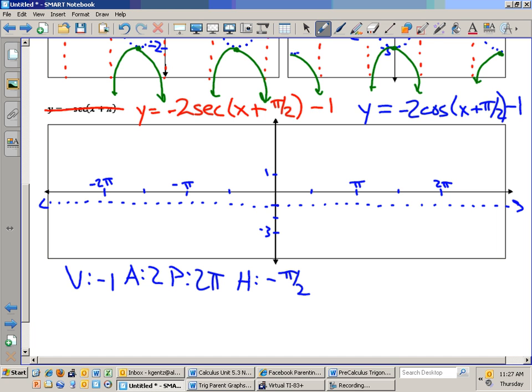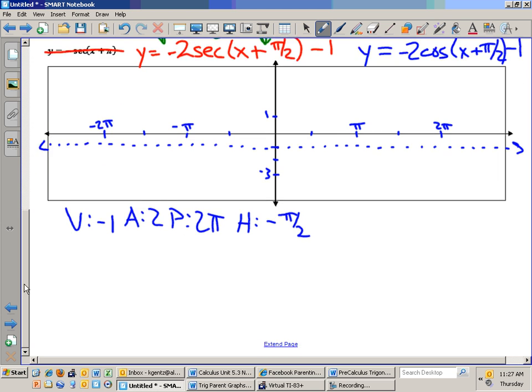Negative pi over 2. And so I'm going to cheat here, you guys, because we've got a lot of dotted things that get drawn in this problem, right? So instead of drawing a dotted graph of cosine right away, I'm going to graph it right away with the horizontal shift. And now you've had practice, so now I think people can handle this.